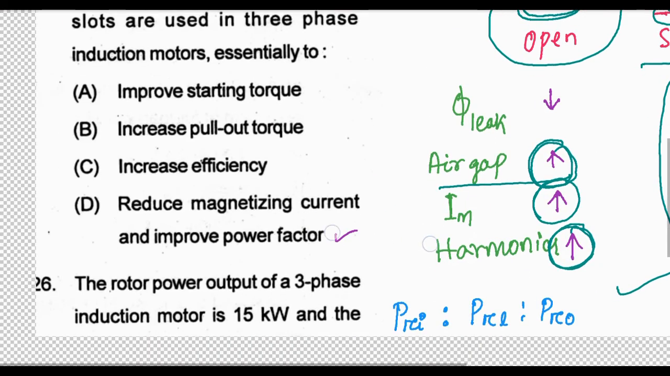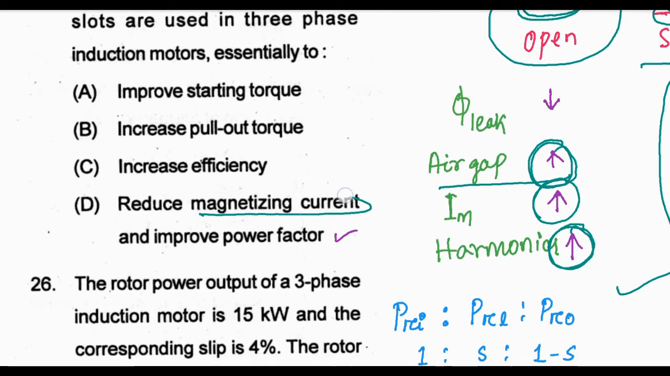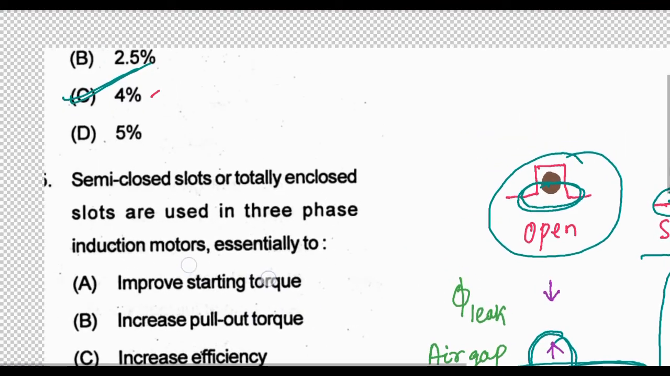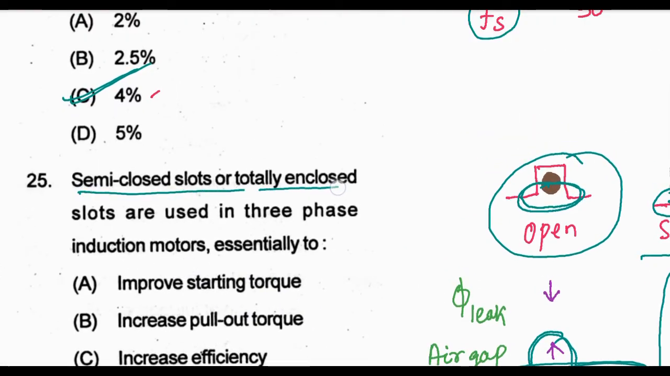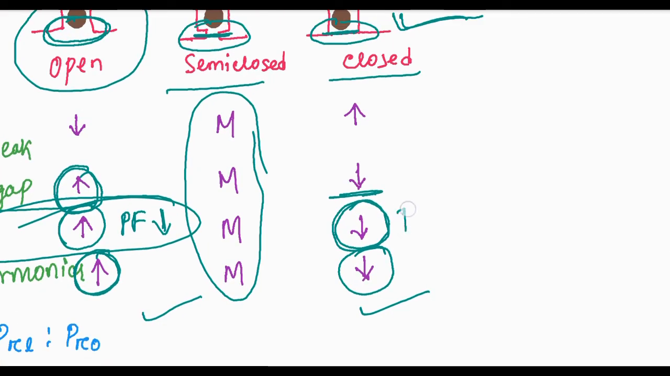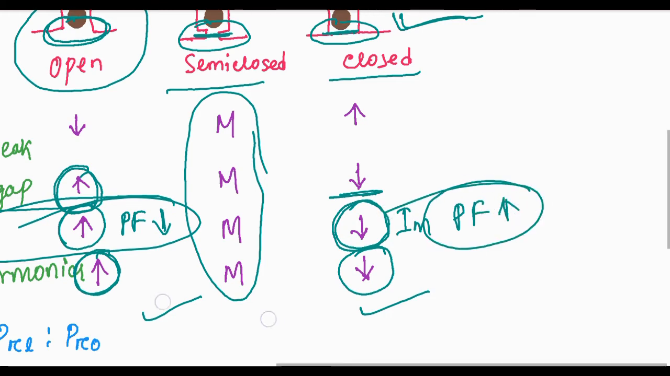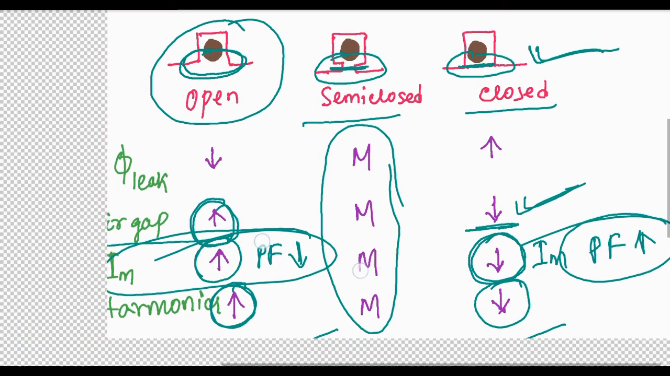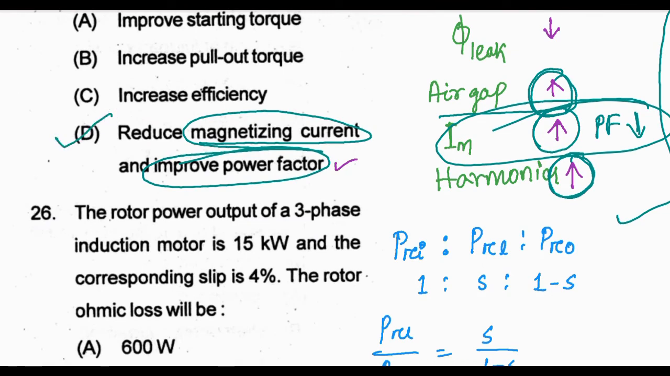So here the option directly given is to reduce magnetizing current and improve power factor. As magnetizing current increases, power factor decreases, and what is given in the question is semi-closed slots or totally closed slots. Here in case of semi-closed slot and totally closed slot, as Im decreases, power factor improves and magnetizing current decreases. So here option D is the correct answer.